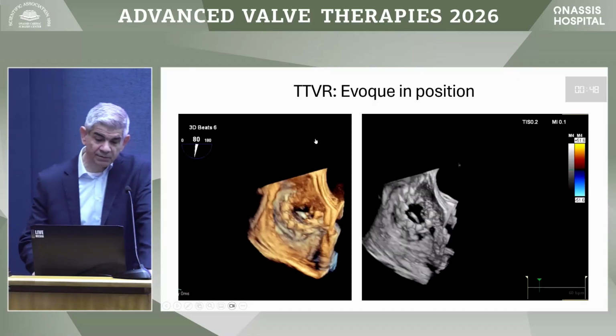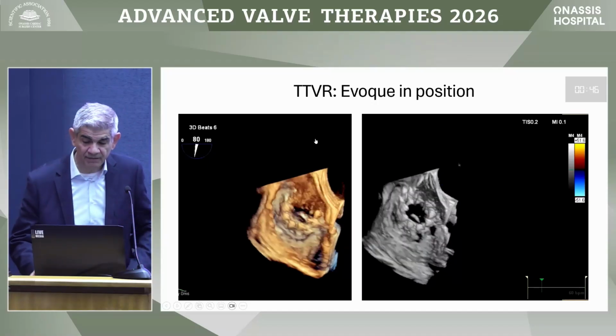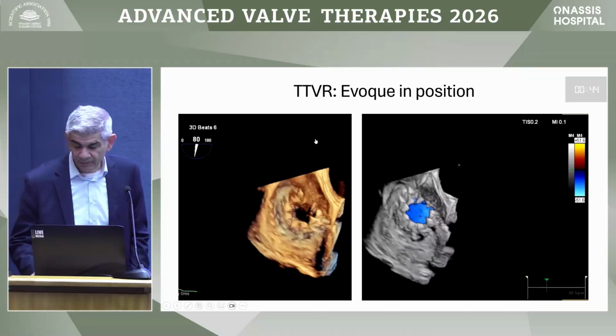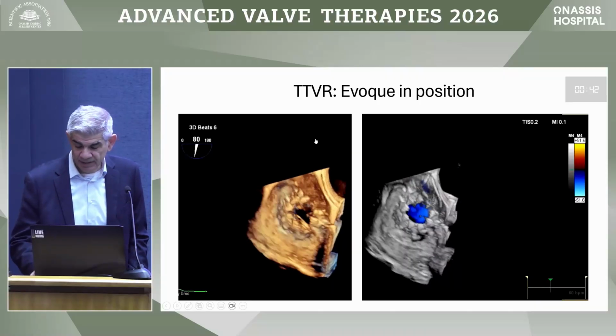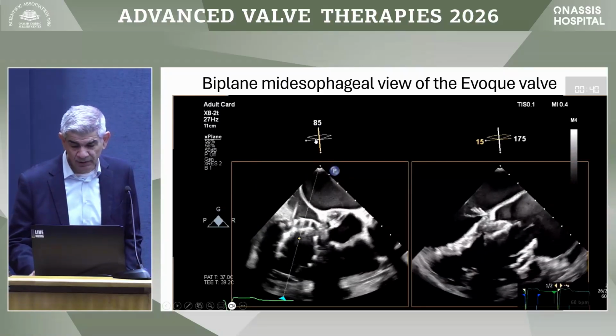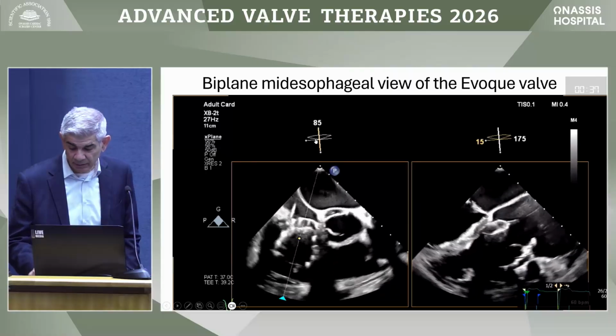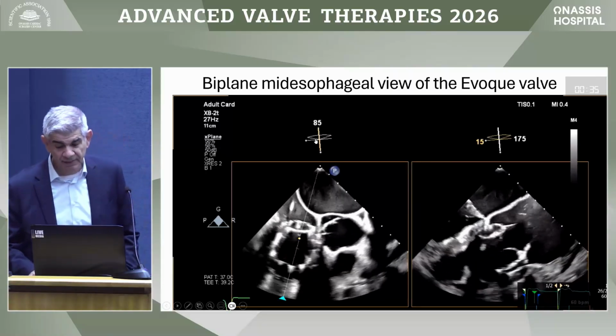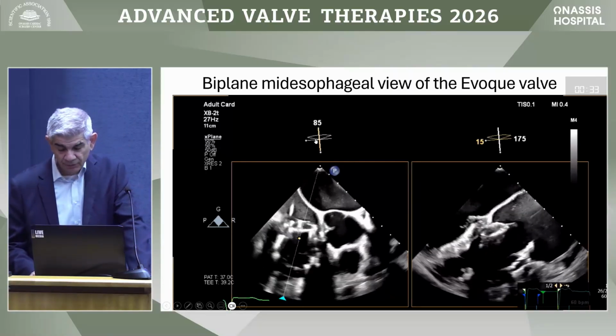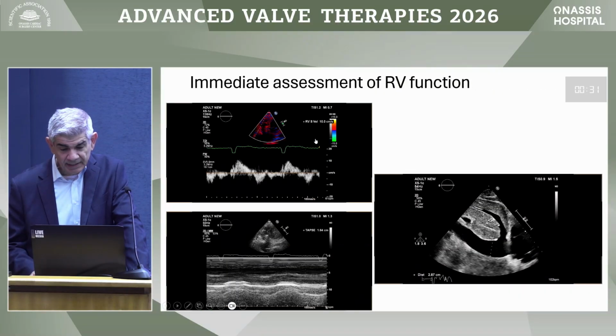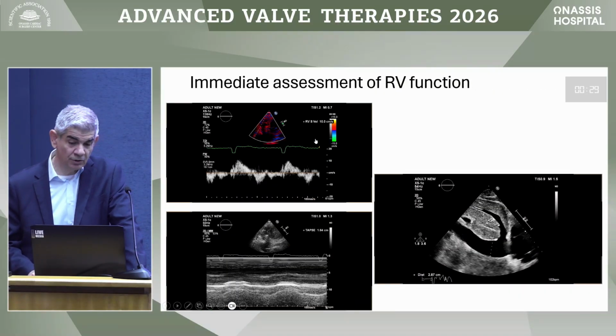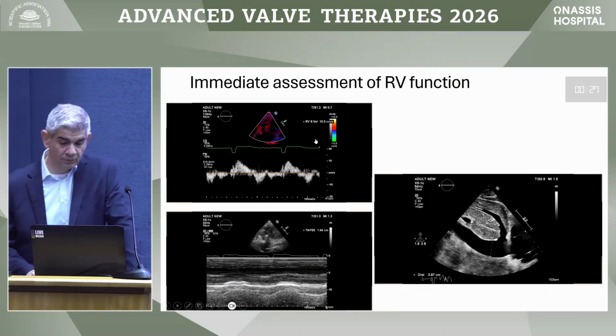Imaging afterwards confirms the good position and lack of any paravalvular leaks from the valve, especially if you have pacemaker wire. Sometimes you may have a small leak next to it. We confirm that the leaflet mobility looks good, and we document that to have something to compare for the future. Immediate assessment of RV function is also among the things we have to do.